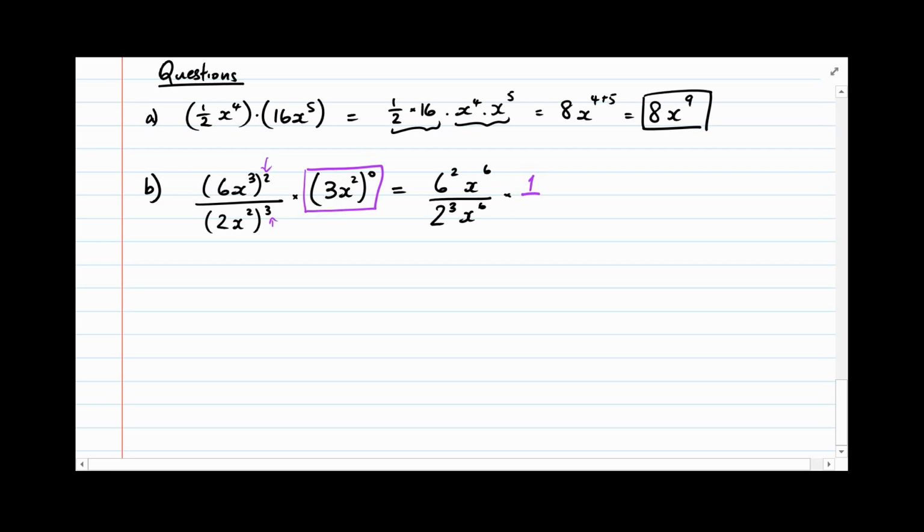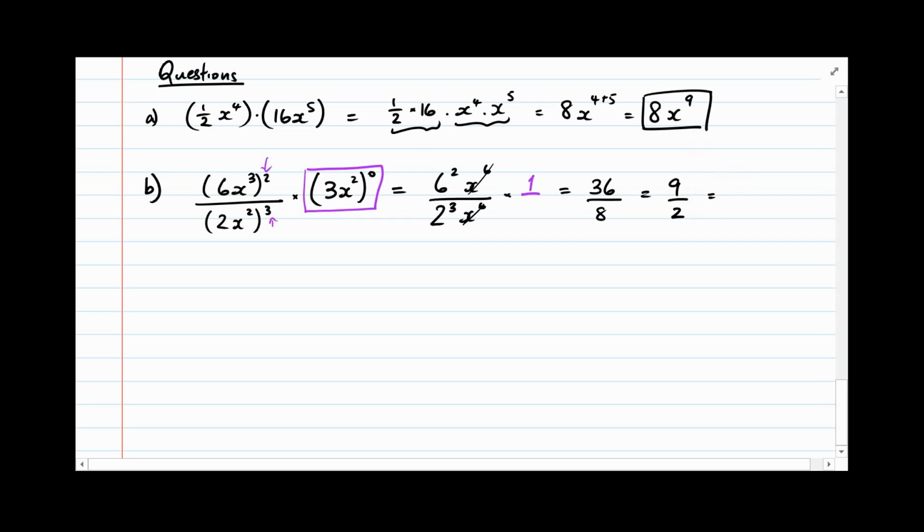Recall, whenever we're presenting our answers, please reduce everything to their lowest form. So the x to the 6's cancel out. I can write 6 squared is 36. 2 cubed is 8. Reduce it. So we would have 4 goes into both of these numbers. So we end up with 9 over 2, which is 4.5.